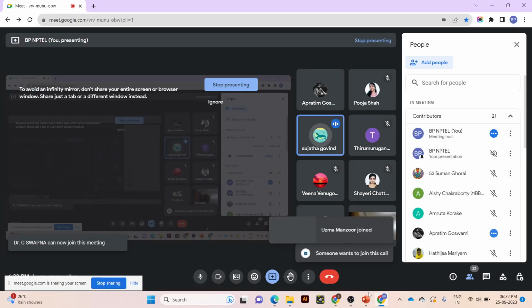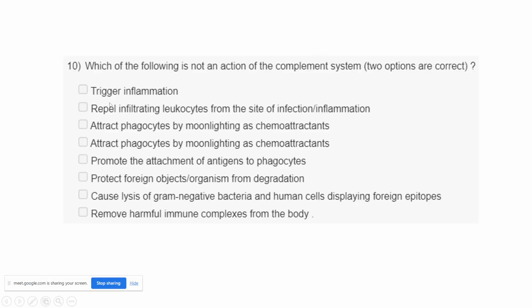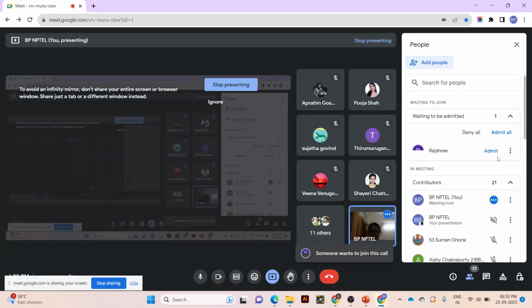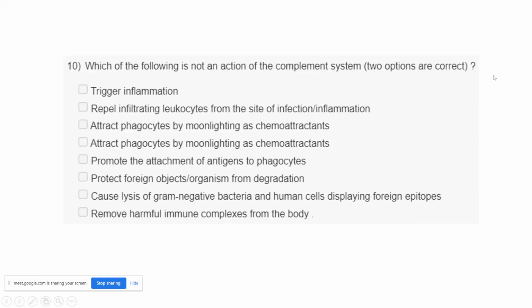I think 2 and 5. Second and fifth. 2 and 5. Repeat and wait, okay. Second and 6, okay. Anybody else? Which two options are not action of complement system?